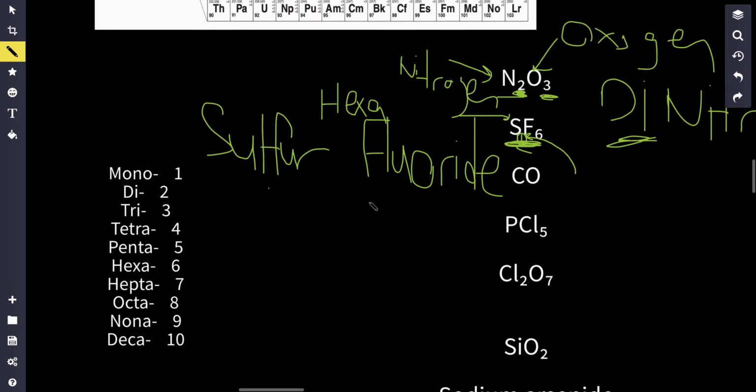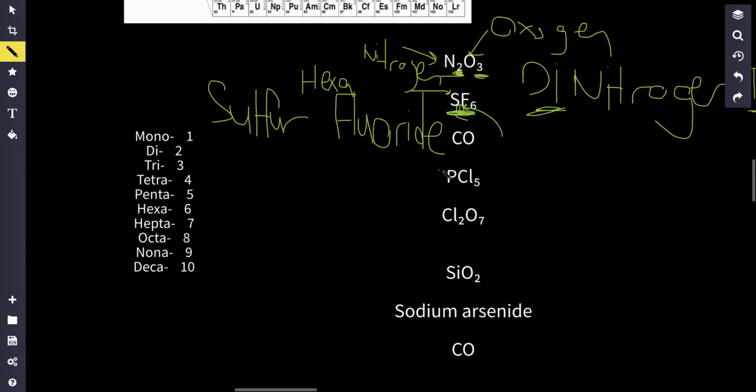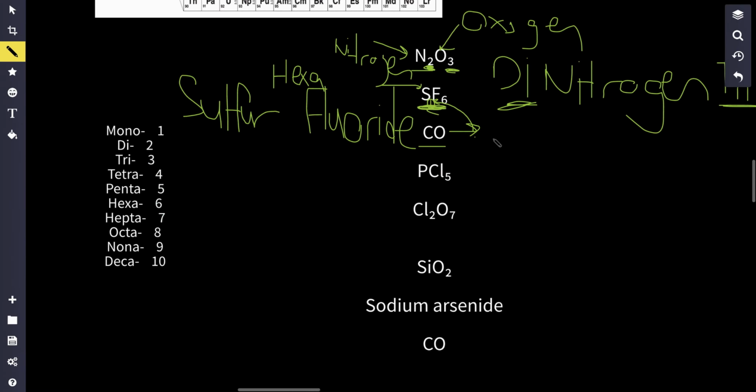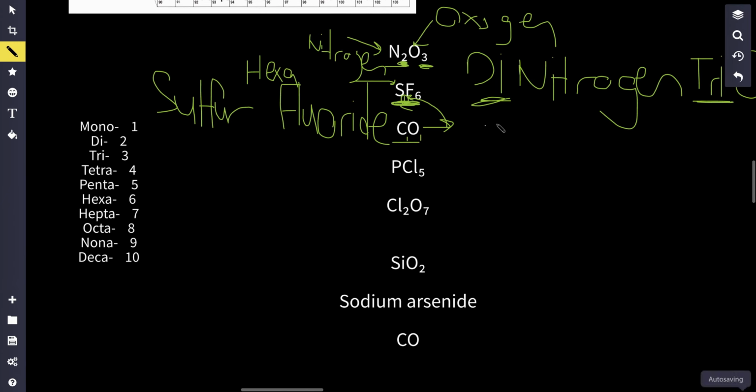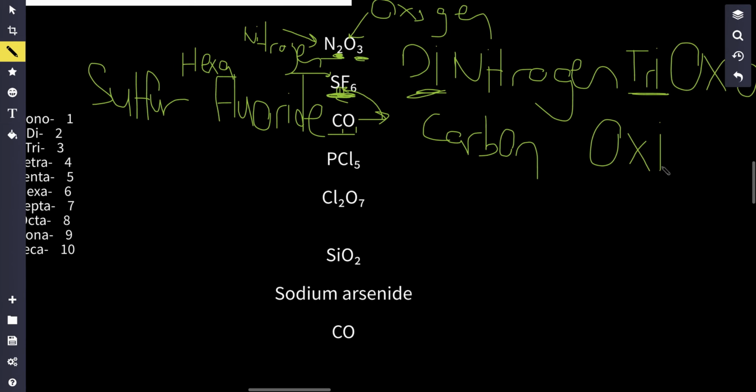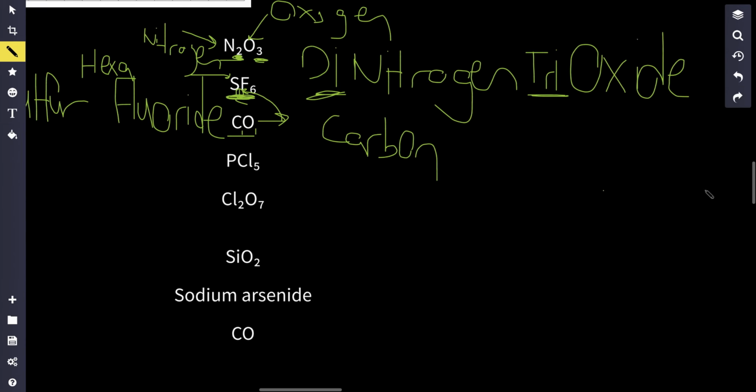Maybe this example will help clear it up. CO. How do you name this? Notice how there's 1 carbon and 1 oxygen here. So we have carbon and we have oxygen. But remember, the second atom, oxygen, turns into oxide.